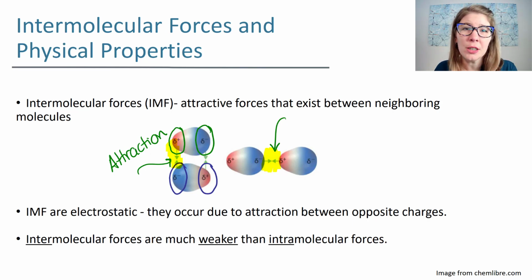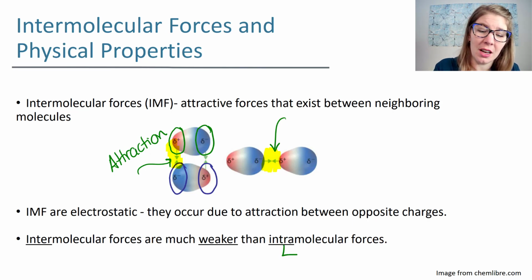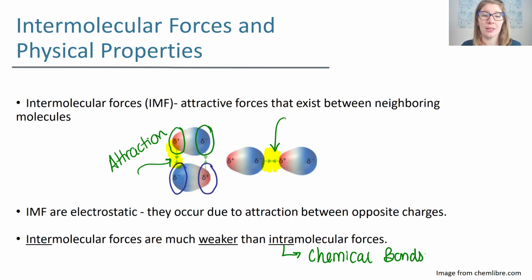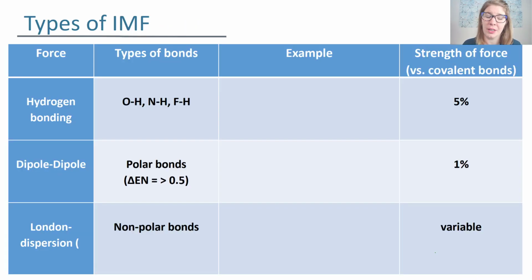Remember that these are intermolecular forces, which means between molecules, whereas intramolecular forces are chemical bonds. So intramolecular forces would be like covalent or ionic bonds. Intramolecular forces are really, really strong. These intermolecular forces between two molecules are much, much weaker than chemical bonds, but they still have an effect on chemical properties. So let's talk about the different types of intermolecular forces.